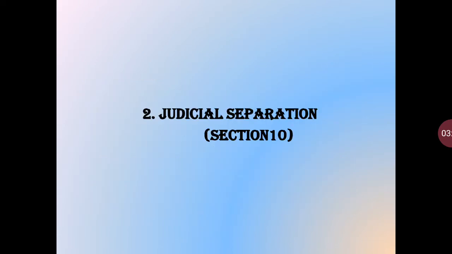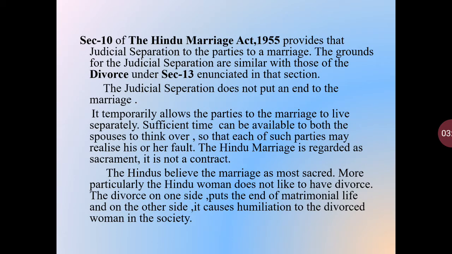Second, that is judicial separation, section 10. Section 10 of the Hindu Marriage Act 1955 provides judicial separation to the parties to a marriage. The grounds for the judicial separation are similar to those of the divorce under section 13. The judicial separation does not put an end to the marriage. It temporarily allows the parties to the marriage to live separately.